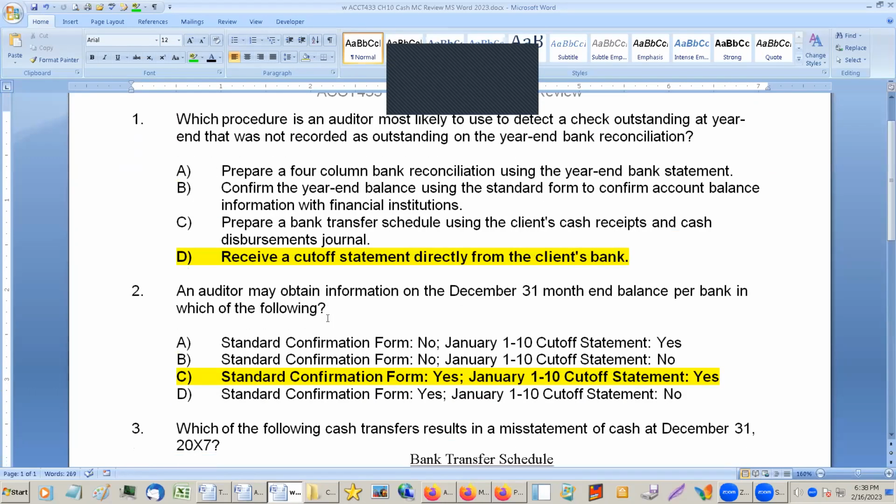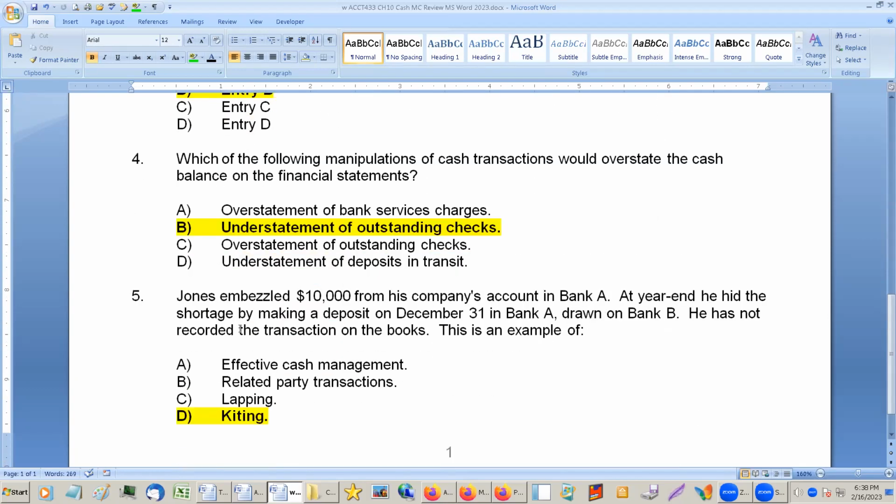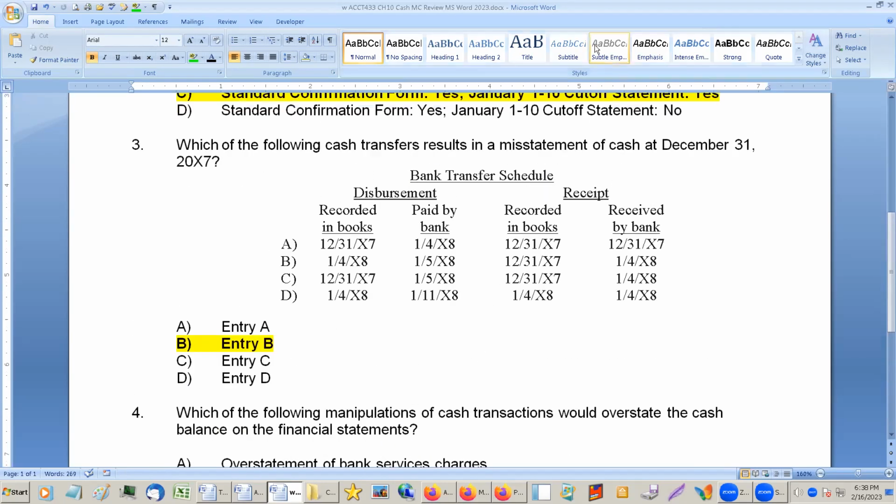So the first one is D. Okay. Second one is C. Third one is B. Okay. Fourth one is B. Okay. And the last one, D. Okay. All right. Thanks. Thank you. Okay, anyone else?